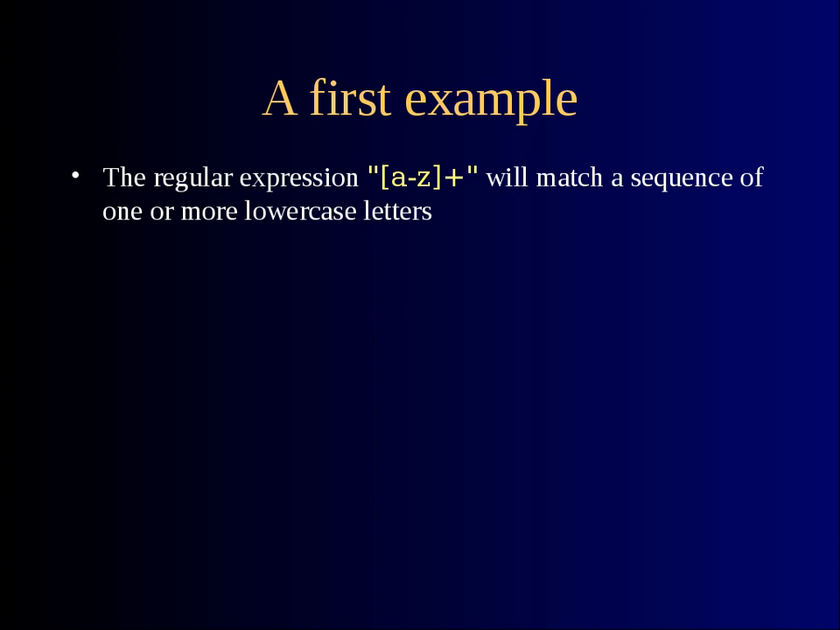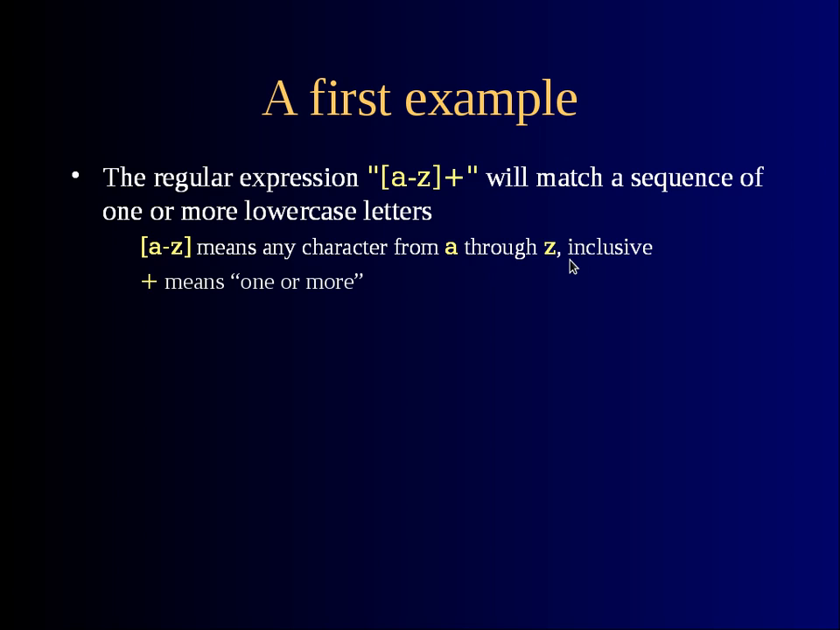Okay, so first example, here's a first regular expression. You have two brackets, A through Z, and a plus. Basically, it matches a sequence of one or more lowercase letters. The brackets A through Z mean any character from A through Z inclusively, so a lowercase letter. The plus means one or more. So when you combine those two together, one or more lowercase letters.